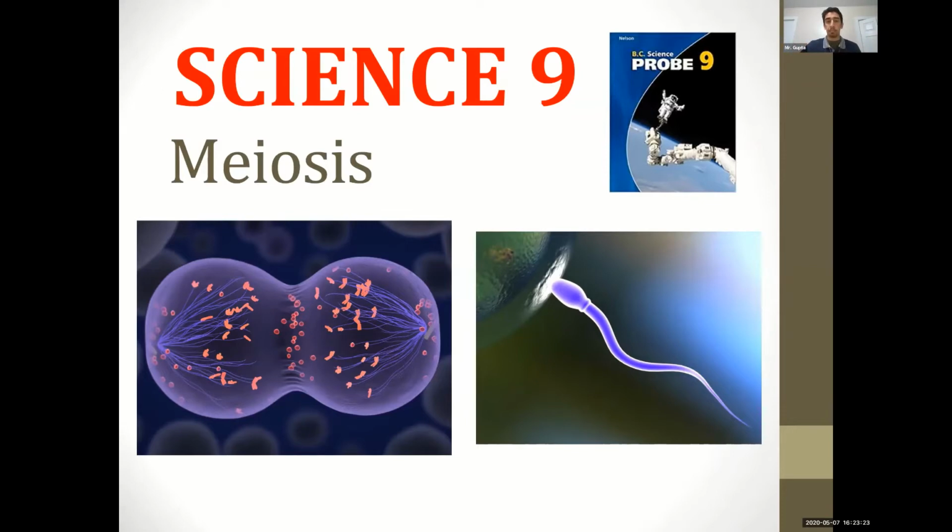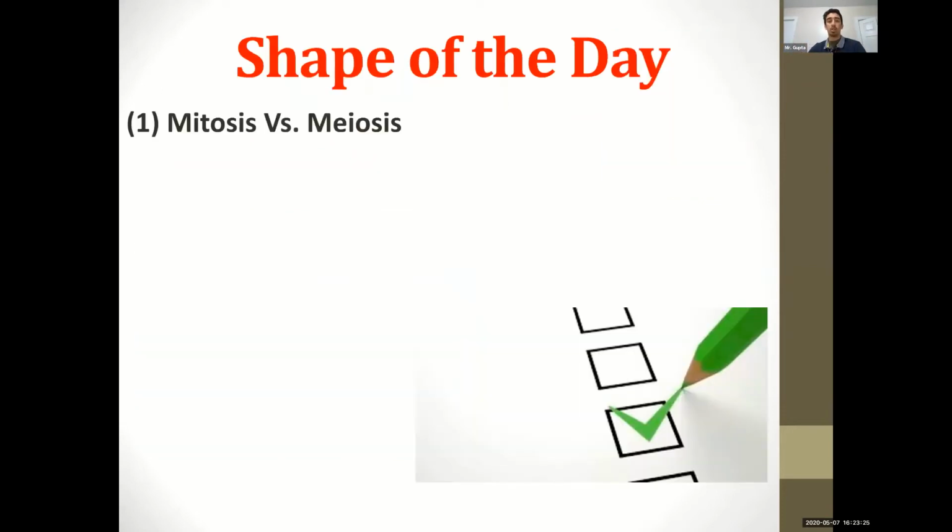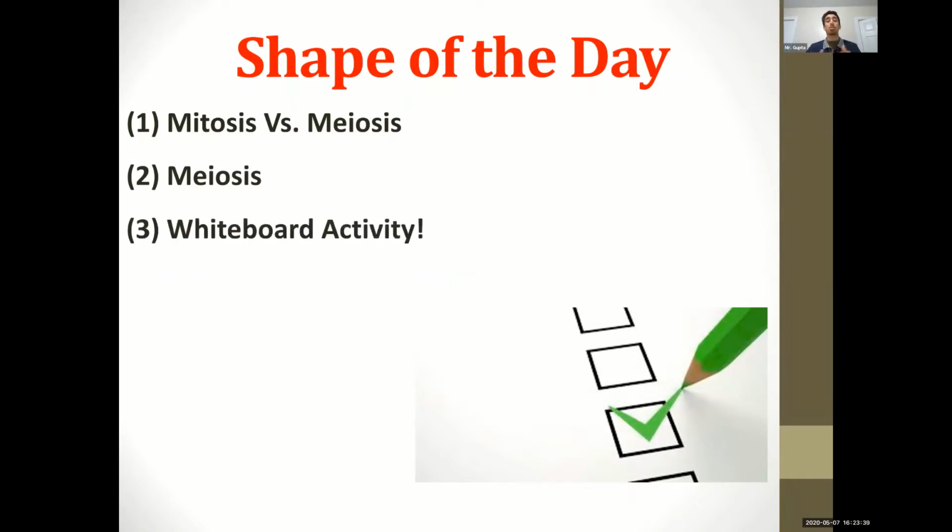So let's begin. First off, the shape of the lesson: we're going to start off with a little comparison table to compare mitosis and meiosis, followed by a little lesson on what is meiosis, why does meiosis occur, what are the end products of meiosis, and finally we're going to do a whiteboard activity. It's going to be the same style as the previous video where I'll have you drawing along with me.